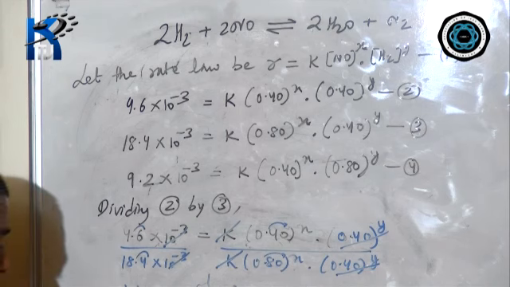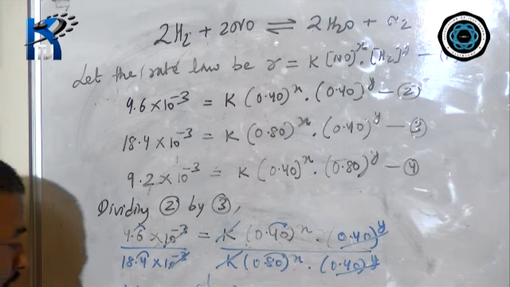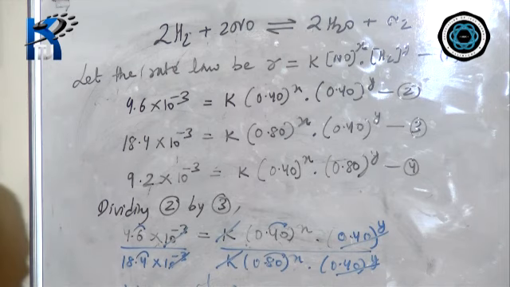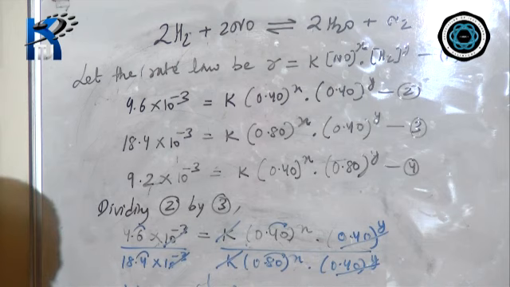Again 1 upon 4 can be written this way, half square, because 1 square is 1, 2 square is 4, and here will be half to the power of x. Again applying the law of indices, the base is same, so you can equate the power, so x will come 2. So we got the order of NO as 2.